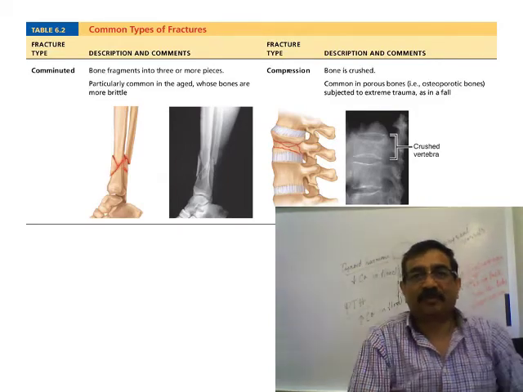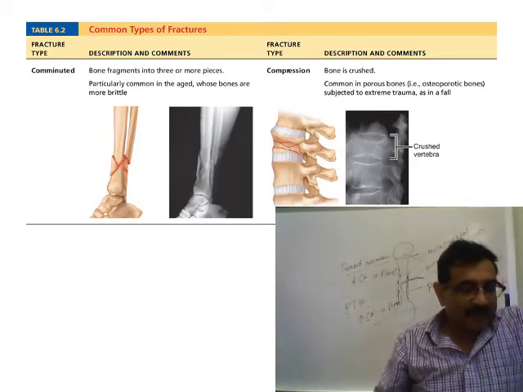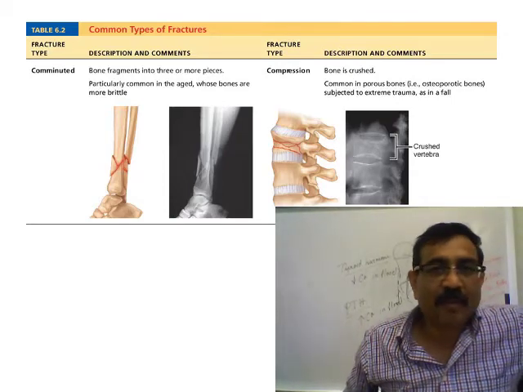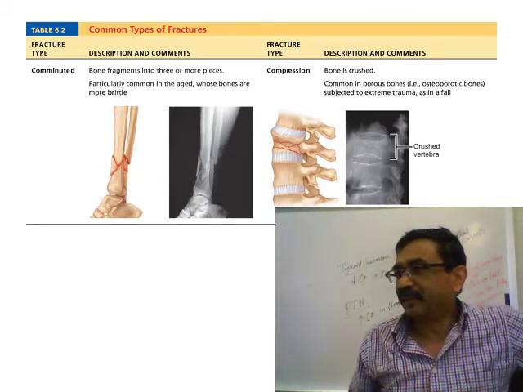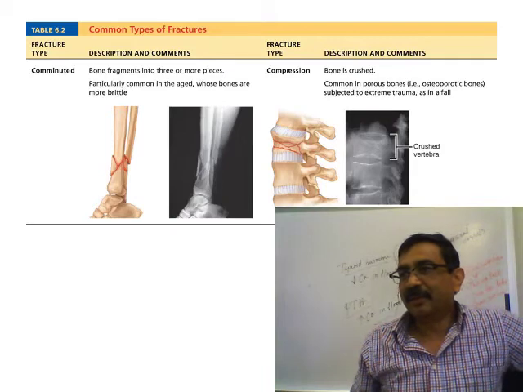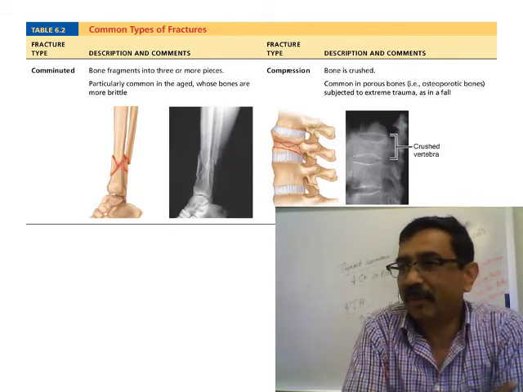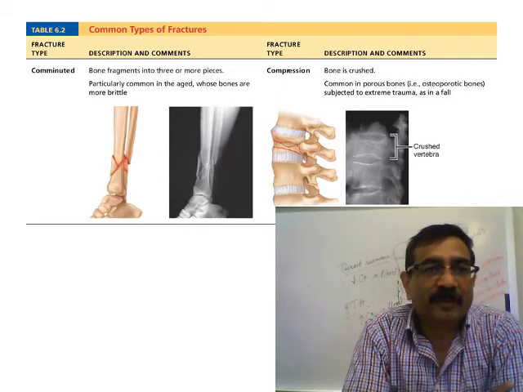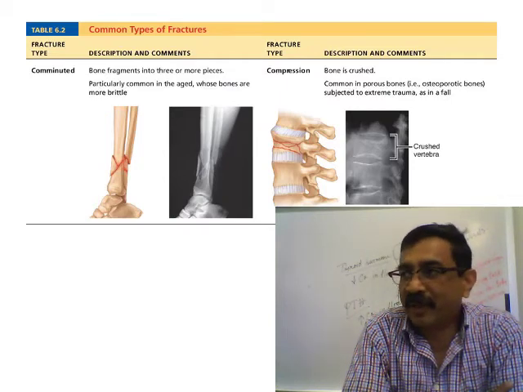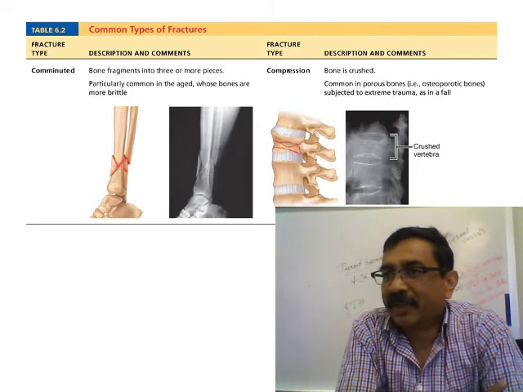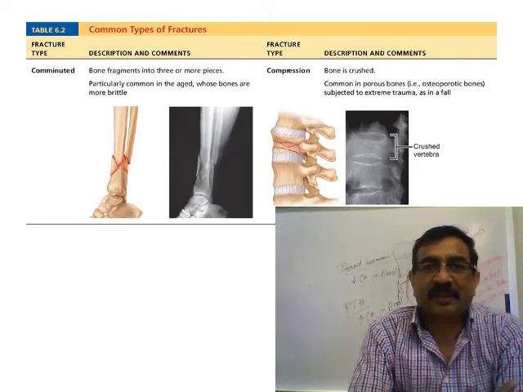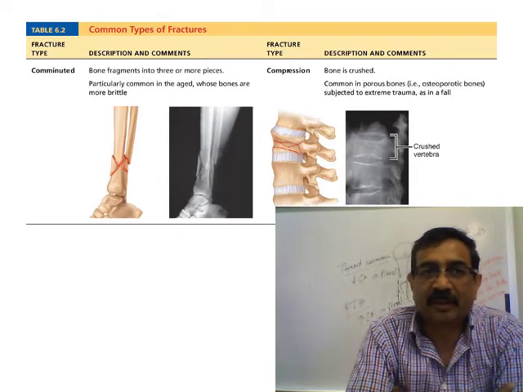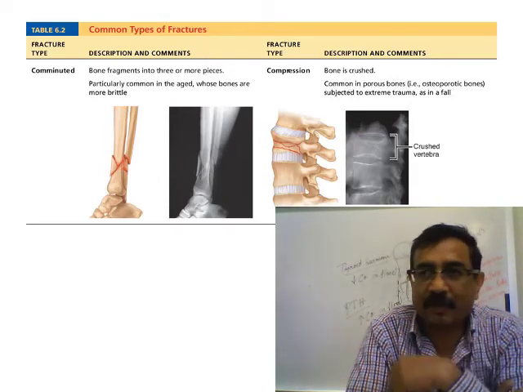Comminuted type fracture. If you see, where you got the fracture, you have multiple fractures in that area. It usually happens in older people when the bone is very fragile. When the fracture occurs, we see multiple fractures at the same location. That is called a comminuted type fracture. Older people get this type of fracture more.